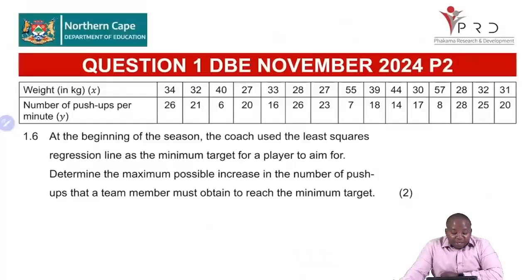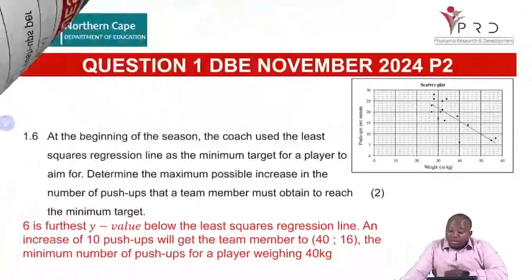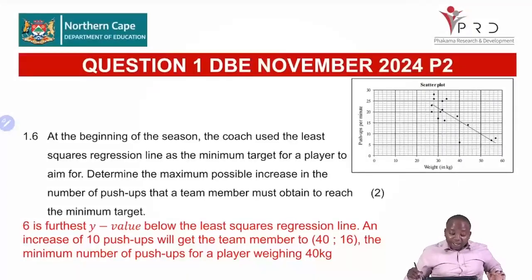Welcome back. Now let us look at 1.6. 1.6 reads as follows. At the beginning of the session, the coach used the least square regression line as the minimum target for the player to aim for. Determine the maximum possible increase of number of push-ups that the member must obtain to reach the minimum target. Let's go into this question. Let us read and understand this question. What does it say to us?